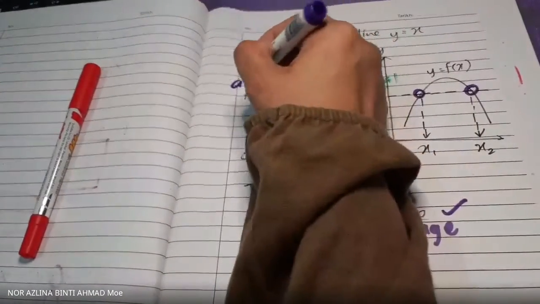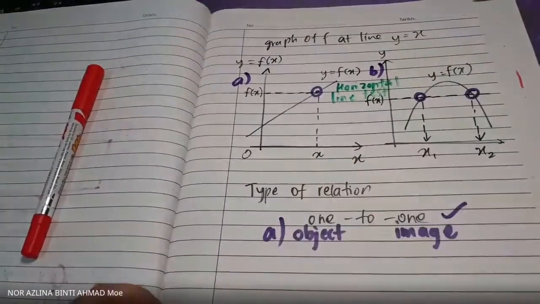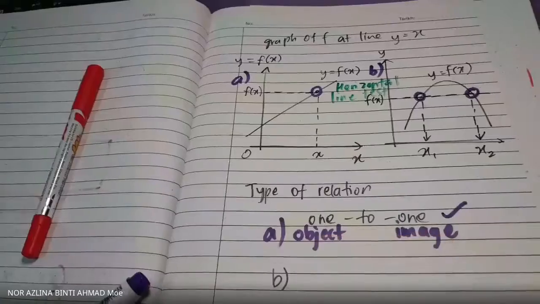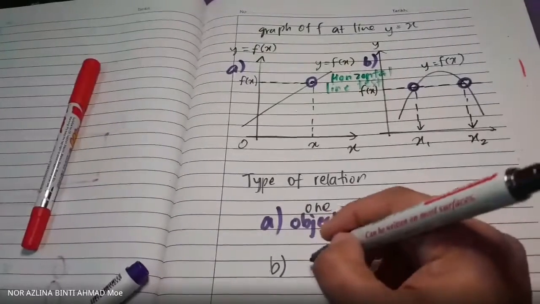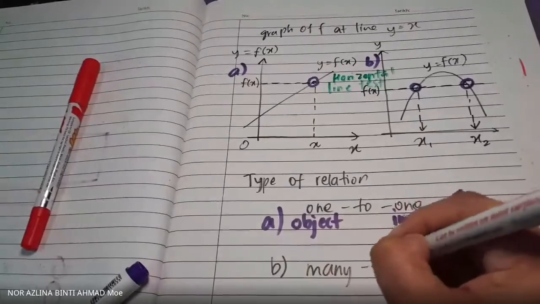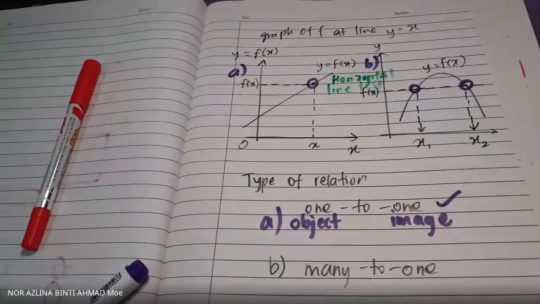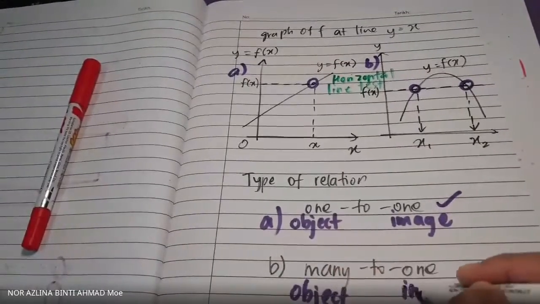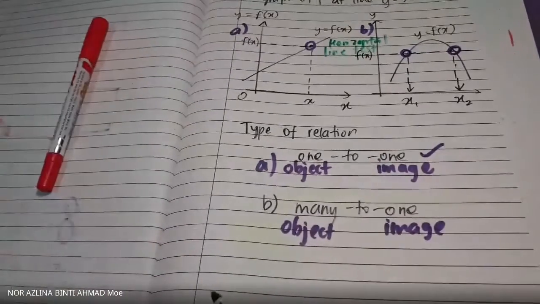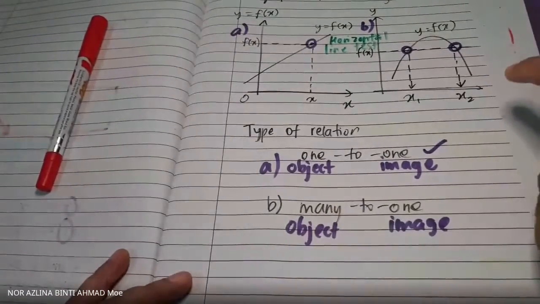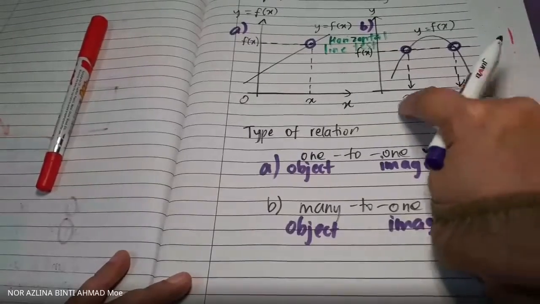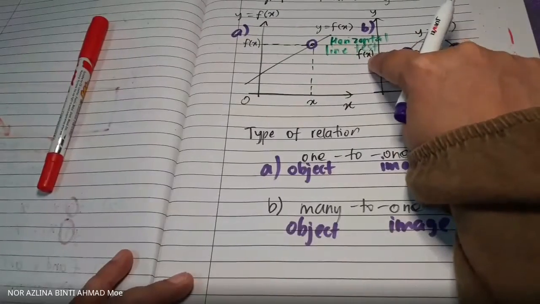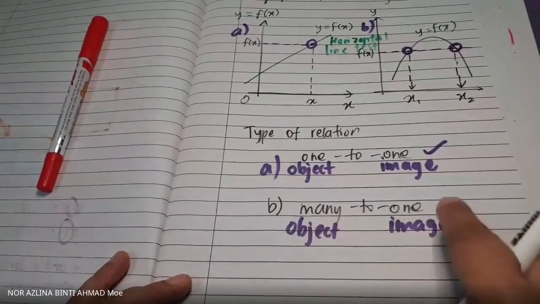Okay, this is A and here is B. This is for A. What is the type of relation for B? Many-to-1. Very good. Many to one. Why? Because we read from object to image. For this graph, how many objects that we have? 2. Okay, 2 objects go to one image, the same image. That's why our type of relation is many to one.